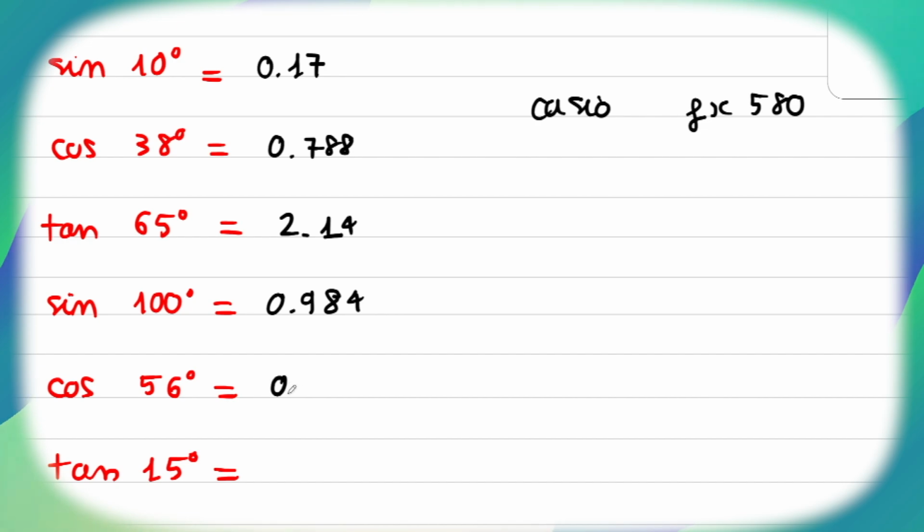The next one is cos of 56. You will have 0.559. And the last one, I want to calculate tan of 50. You will get 0.2679 like this. Yeah, that is not too difficult, but you have to care more about the unit of the angle. So I will tell you this one in the next video.